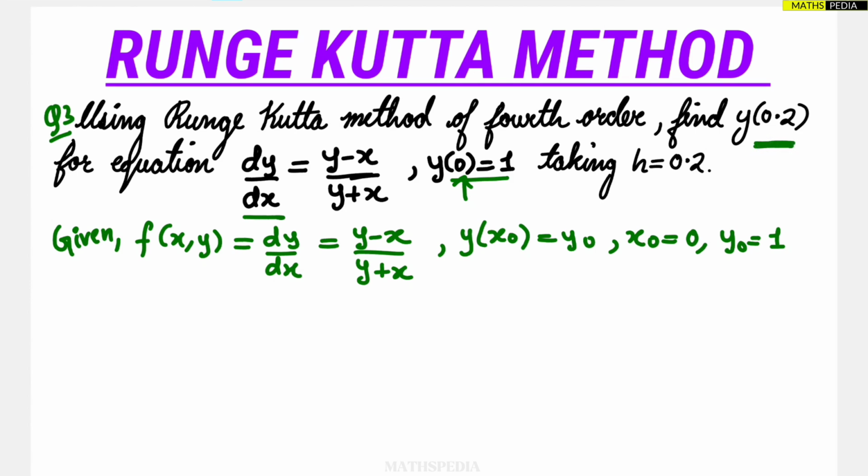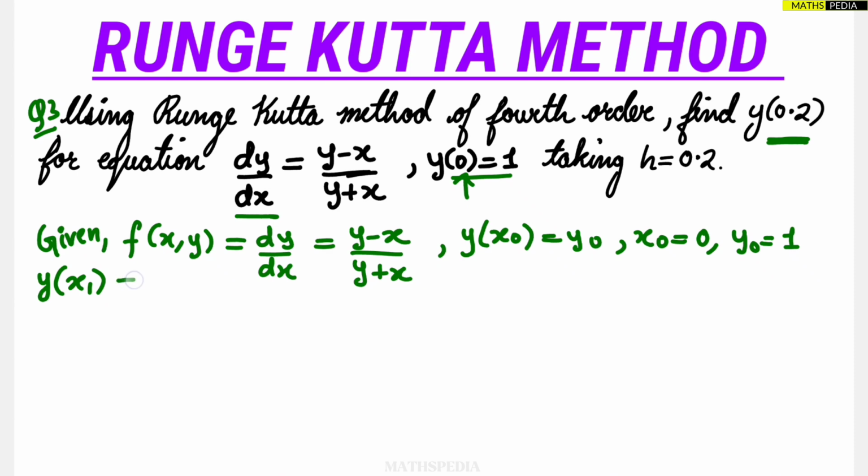We need to find y of 0.2. What's the meaning of that? Always remember that y of x0 is considered, and now x1 corresponds to y1. So when x1 is there, the corresponding y1 will be there. Here it is given y of 0.2 that we have to find. That means at x1 equal to 0.2, what will be the y1 value? This is what they are asking. And h is also directly given, 0.2, which is basically the step size.